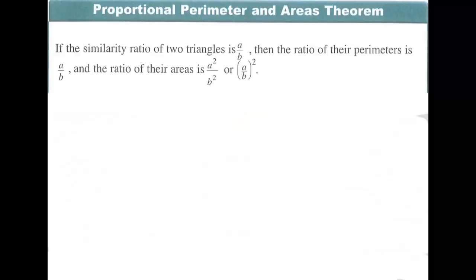So now here is the gist of the lecture, which is a theorem that tells us how we can compare the perimeters and areas of two similar triangles. So let's just read this theorem together.